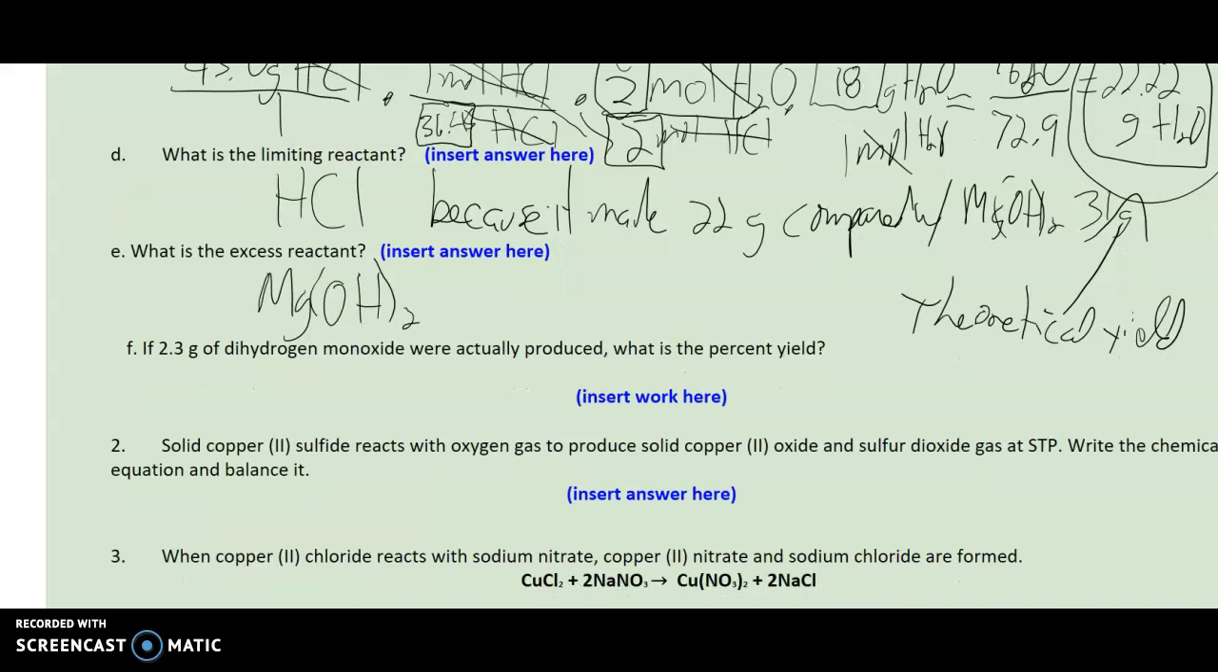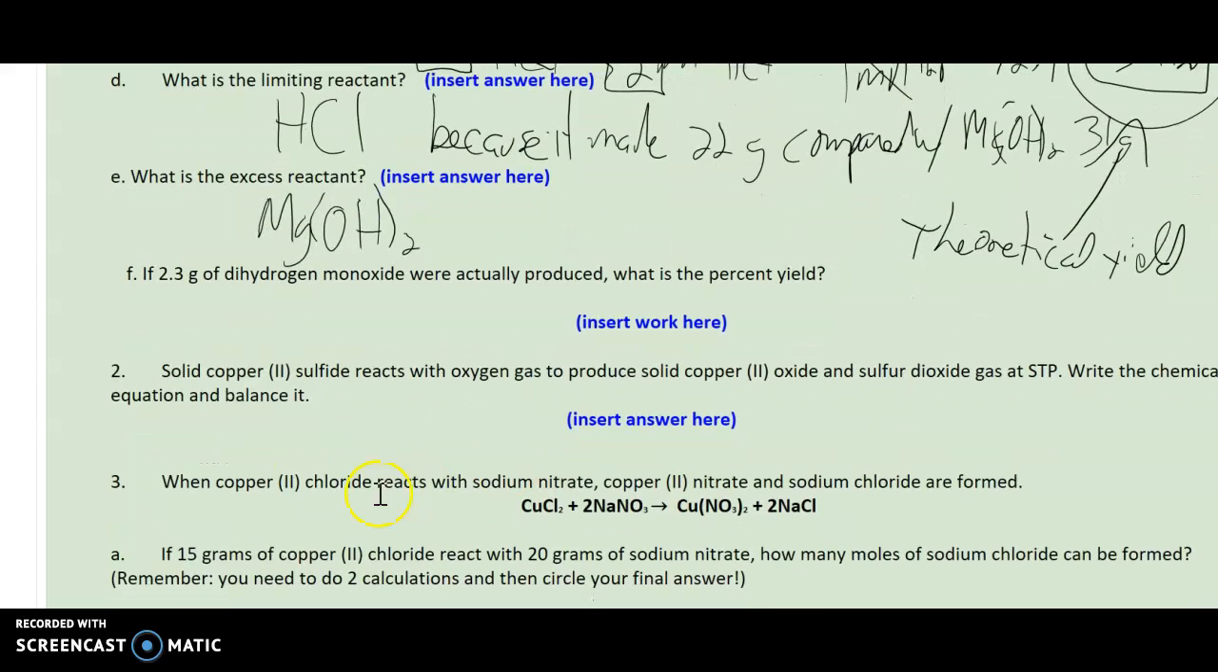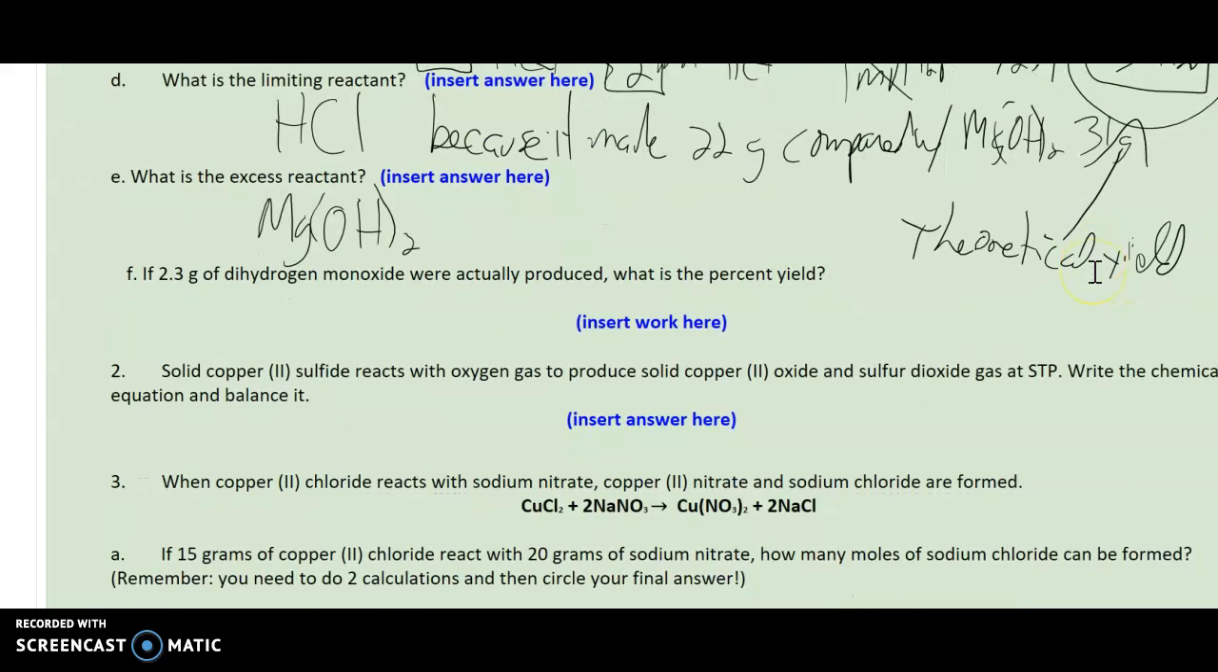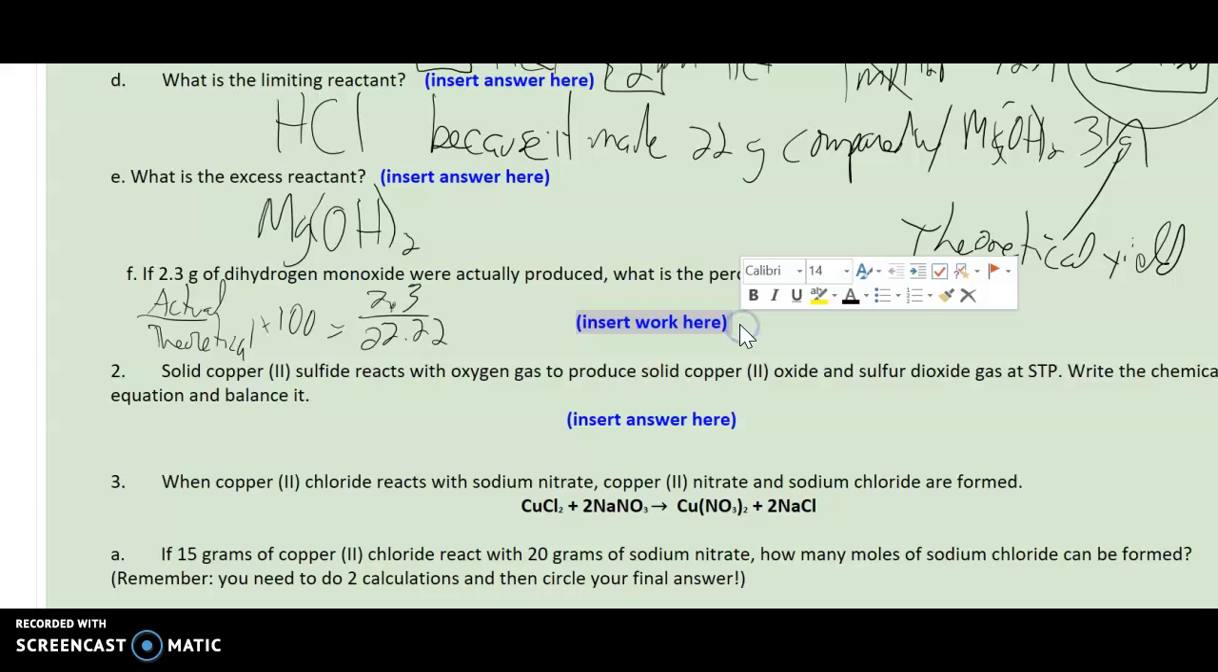All right. Let's finish out this problem. If 2.3 grams of dihydrogen monoxide was actually produced, what is the percent yield? Okay, so in theory, I should be able to make 22.22. And remember, this is actual over theoretical times 100. So let's replace those with actual 2.3. This seems like a pretty crappy experiment, because I can tell that 2.3 divided by 22.22 is going to be a pretty crummy percentage.